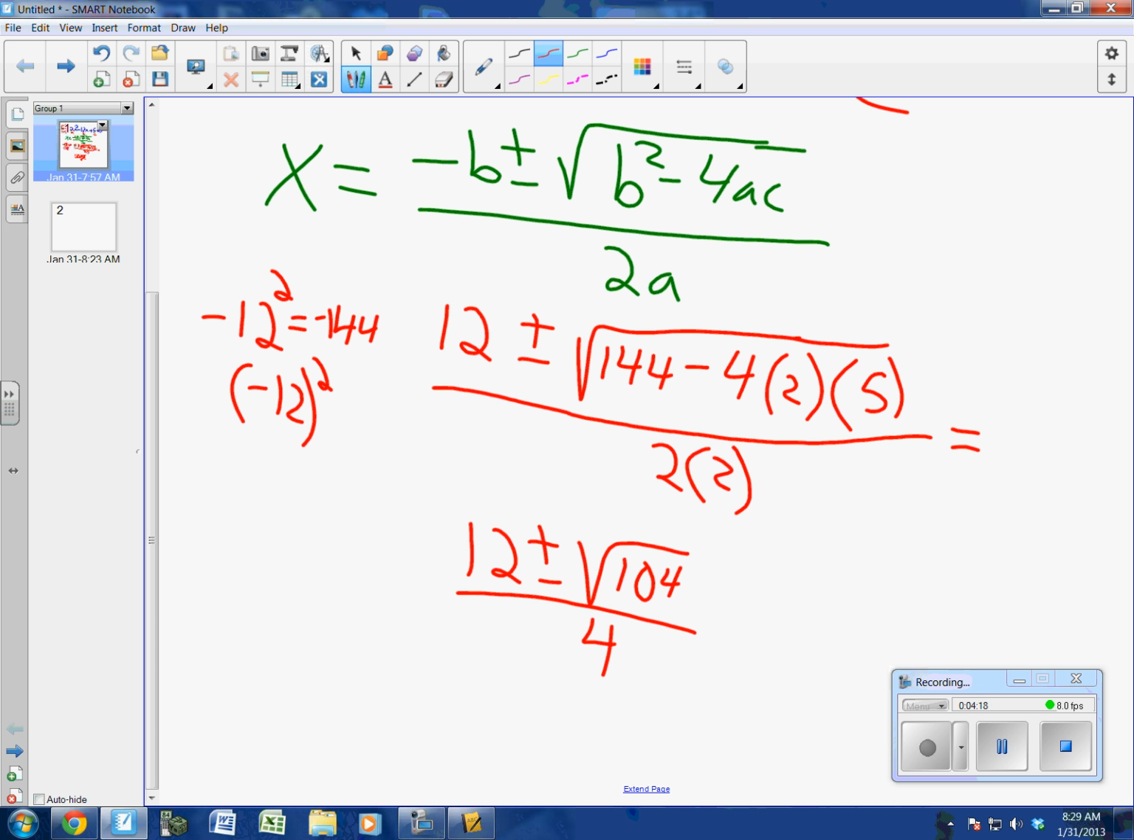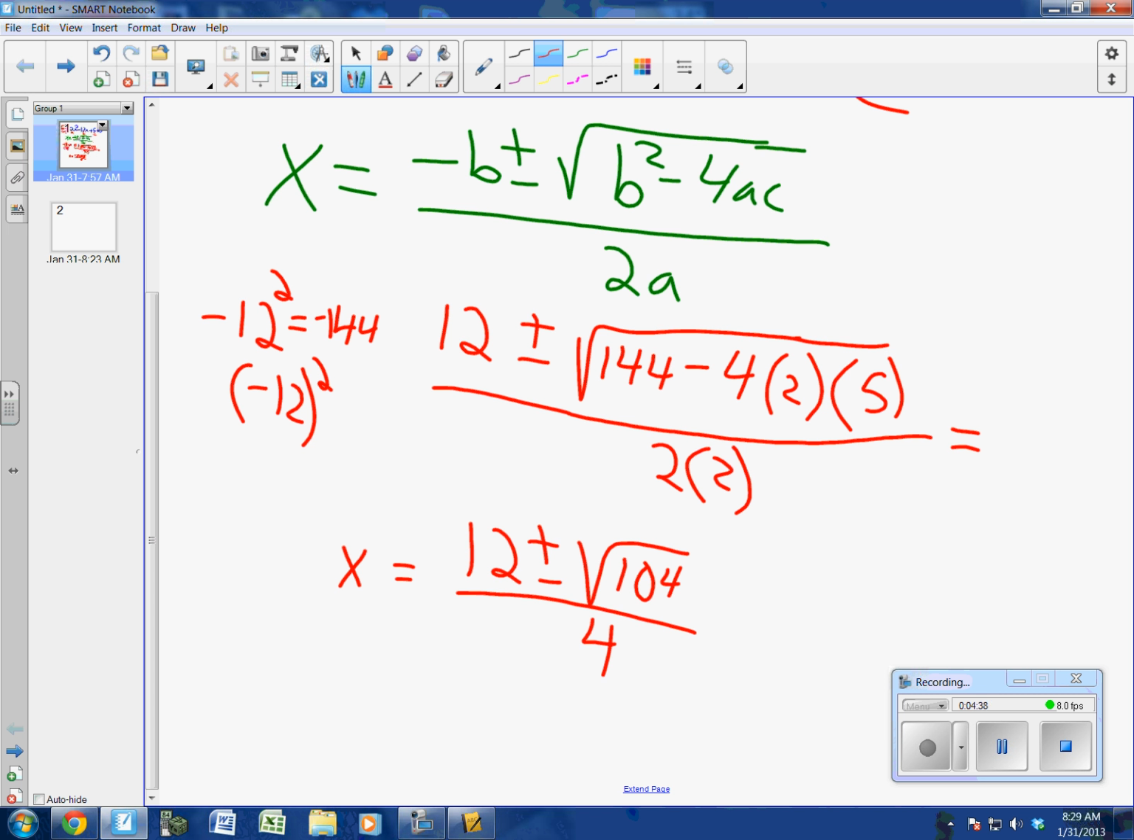Sometimes when we get to this point, we are done. However, right now we are not. Can anybody tell me why? Why are we not done? Because 12 and 4 can divide, that's one reason. What else? Because the square root of 104 can simplify.